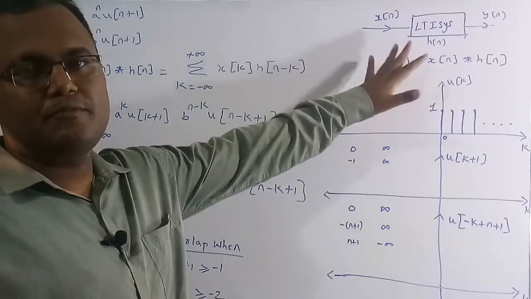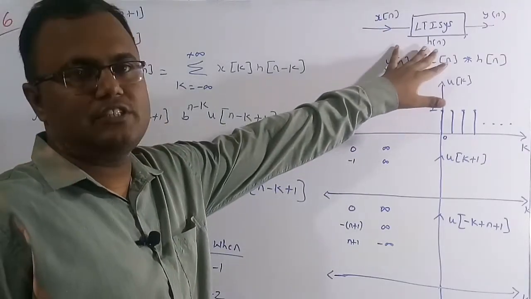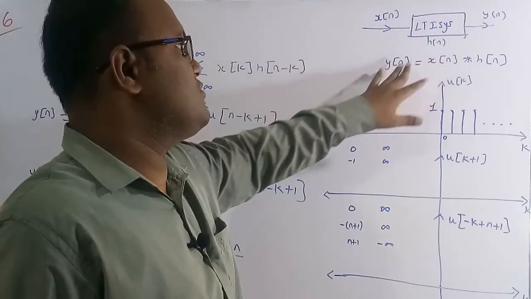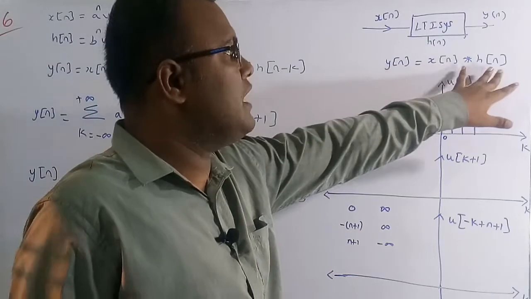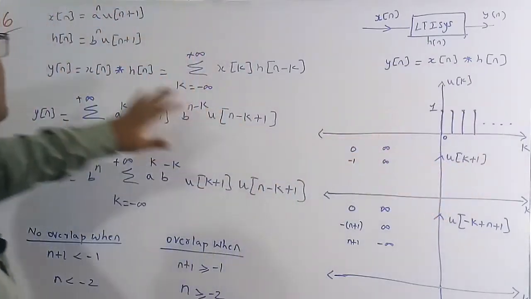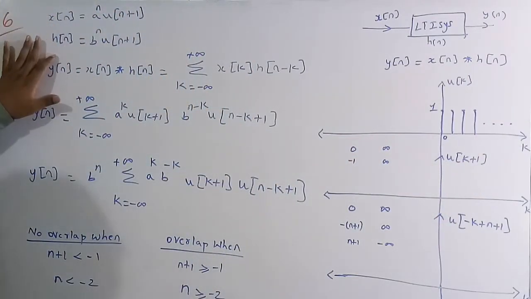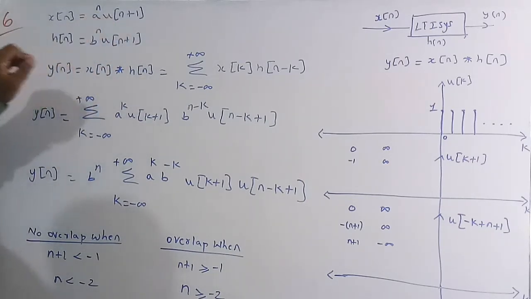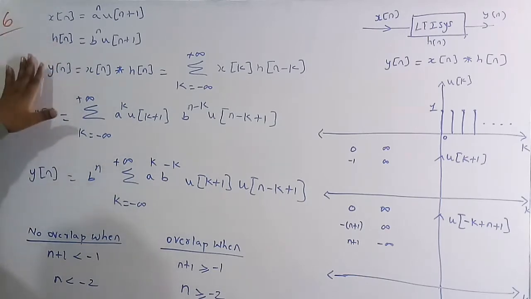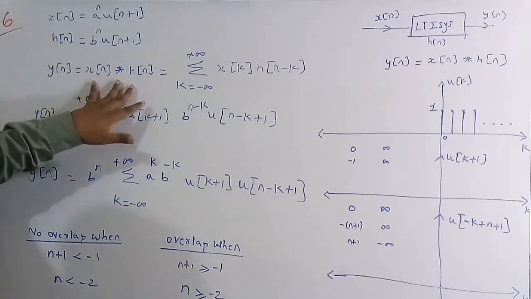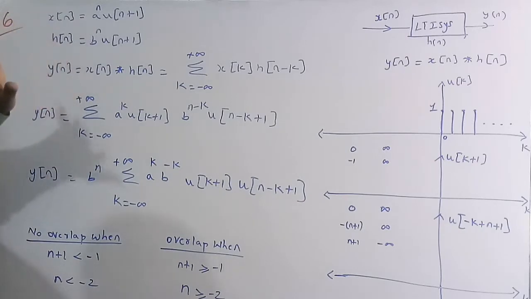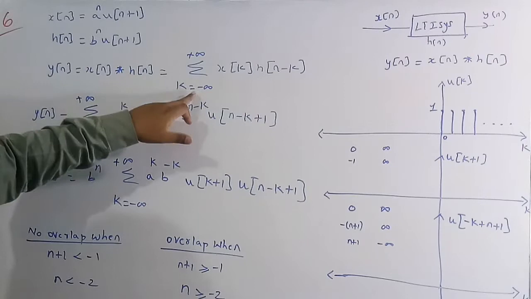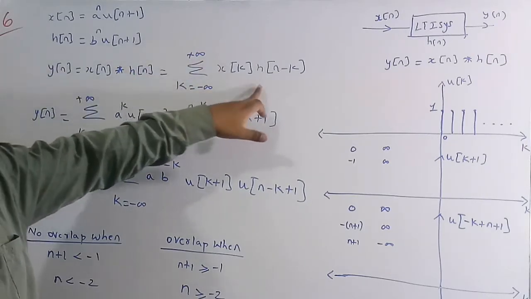For this LTI system, the input is x of n and the impulse response is h of n. The output is the convolution of the input and the impulse response. Therefore y of n is equal to x of n convolved with h of n. In the question, the expressions of x of n and the impulse response are given, so we need to do the convolution of these two signals. The basic equation of convolution is the sum over k from minus infinity to plus infinity of x of k h of n minus k.